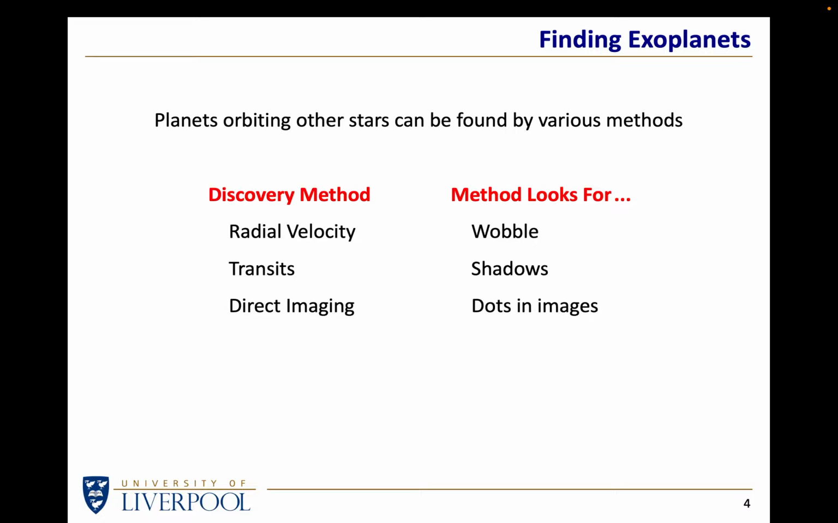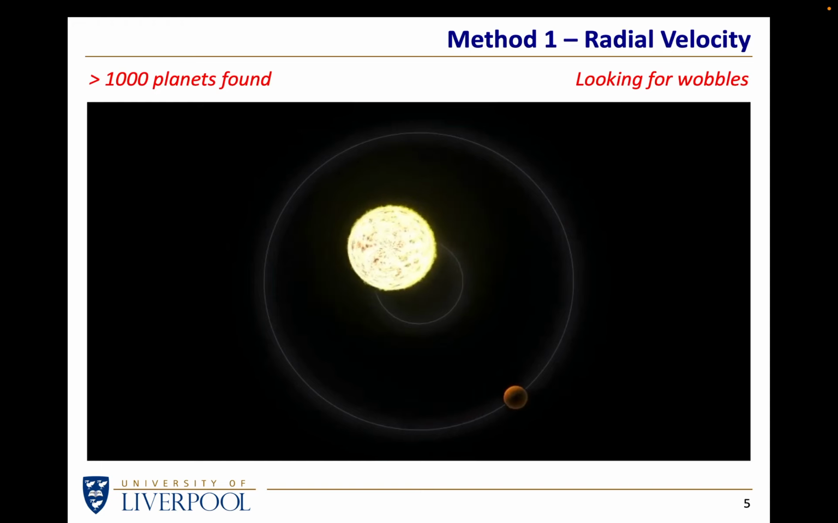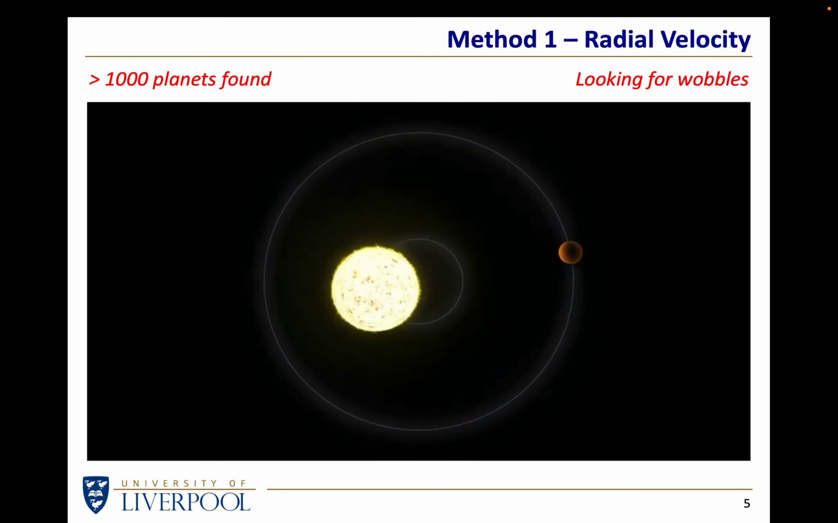There's a couple of other techniques which haven't found that many exoplanets, so I'm not going to talk about them in any detail, but they are mentioned in the handout if anybody wants to pick that up at the end of the talk. So firstly, method number 1, the idea of radial velocity.